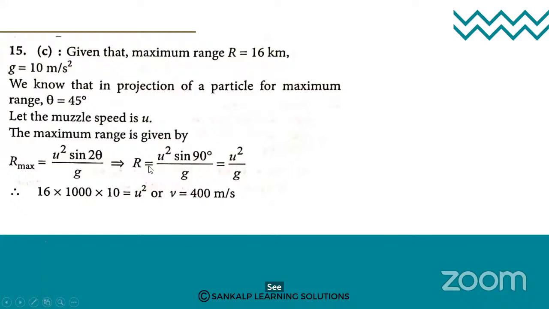Yes, it is C, that is R max is equal to U square sine 2 theta by G, or U square is equal to sine 90 degree because it reaches the maximum range. For maximum range theta is 45 degree, so sine 2 theta is 90 degree. Therefore, it becomes U square by G. Then velocity is equal to 400 meter per second. Yes, option C is the correct answer, everyone.